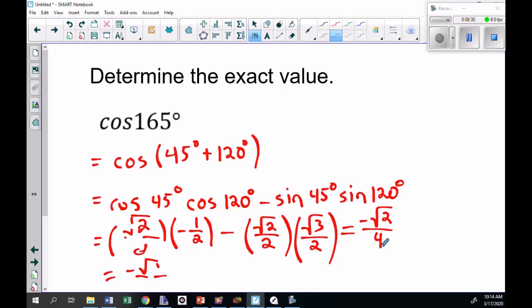And then, now we do have a subtraction between these. Square root of 2 times square root of 3 is square root of 6. And 2 times 2 is 4. So once again, we have a common denominator. So we should actually make this into one term. So we get negative square root of 2 minus square root of 6, all over 4.